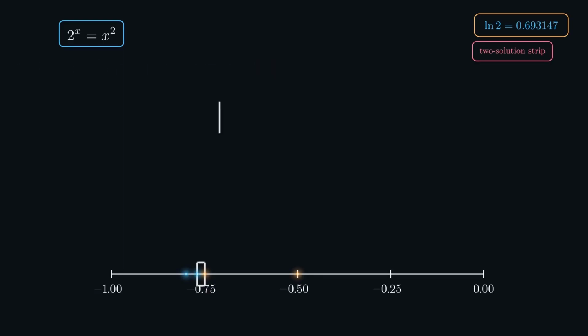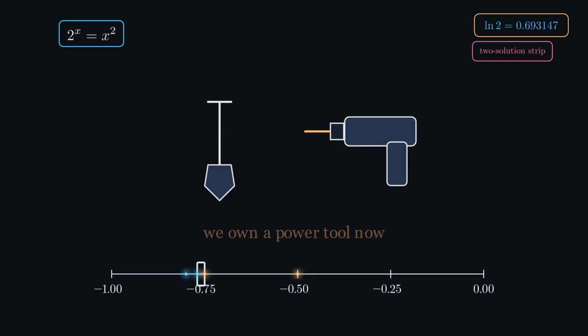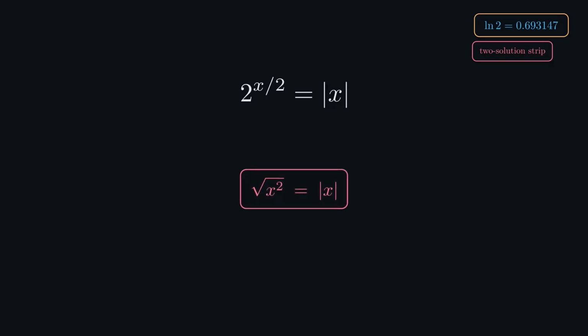Enough shoveling. We own a power tool now. Let's do this exactly. Take 2 to the x equals x squared and take square roots of both sides. Careful, careful. The square root of x squared is not x. It's the absolute value of x. That single detail is where the third solution has been hiding all along, so I refuse to gloss it.